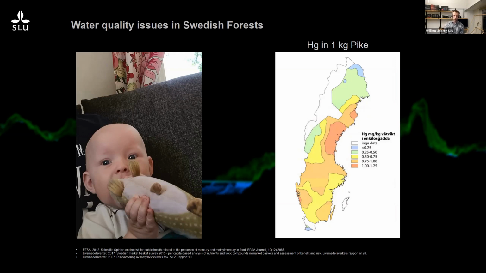And as an effect of this, pregnant women are not recommended to eat fish from Swedish lakes, and not kids either, at least not more than like 2 or 3 times a year. So again, most of Sweden's land is owned by men, but the effects are mostly for females.